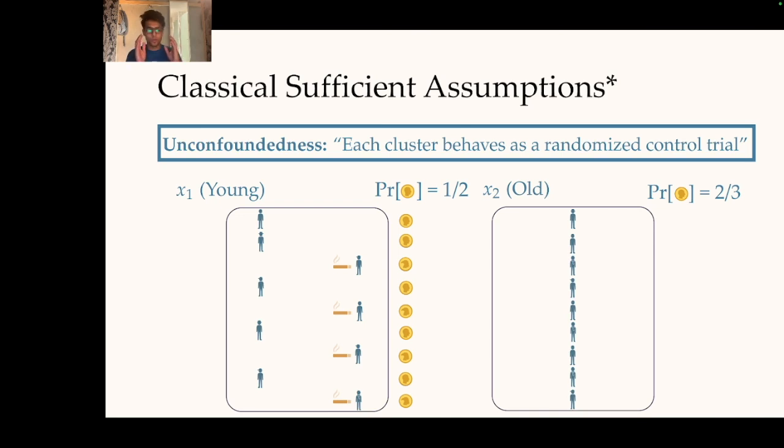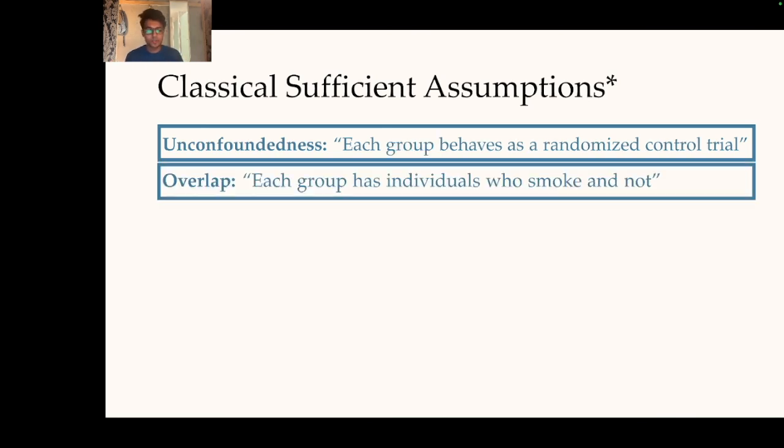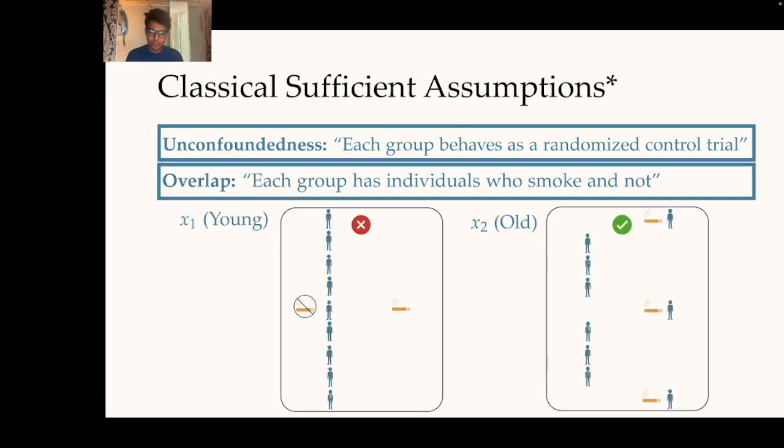Note that while within each group, the treatment decisions are decided by a coin flip, the bias of this coin can be different across different groups. The second assumption people often require is overlap, and this roughly requires that for each unique feature value, there is at least one individual who smokes and at least one individual who does not smoke.